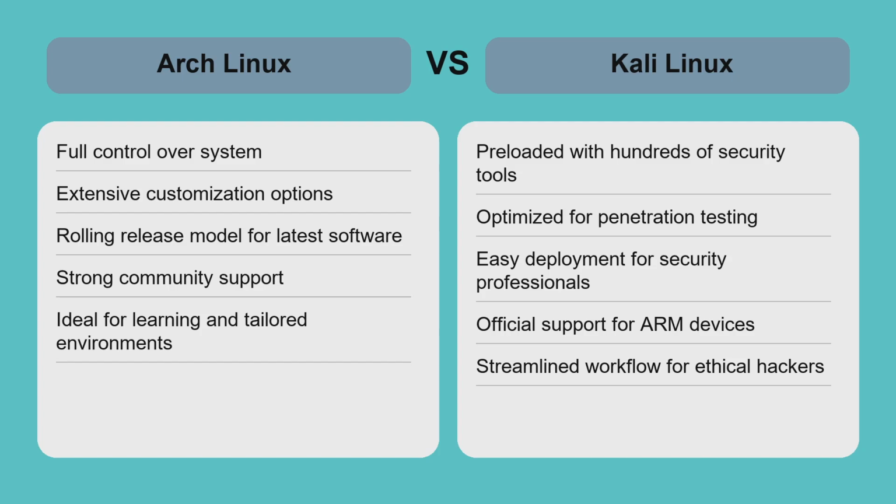Kali's focused design trades off general usability for specialized security functions, making it less suitable for everyday use. If you want a secure system built from scratch with complete control, Arch is ideal. If your priority is a comprehensive, ready-to-use security platform, Kali is the better fit.